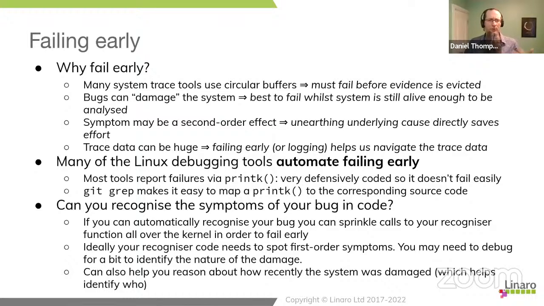And then there is a very simple pragmatic reason that if you do certain types of traces, particularly if you're doing a function graph trace, then the volume of trace data is very, very large. And without some mechanism to fail early to detect when something bad has happened, then it's really hard to find which bit of the trace data you need to go and read.